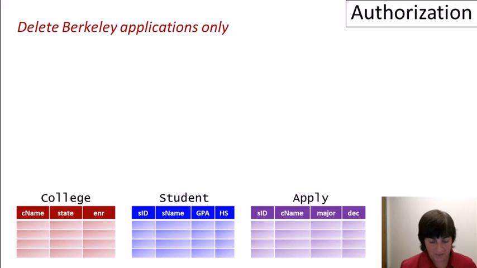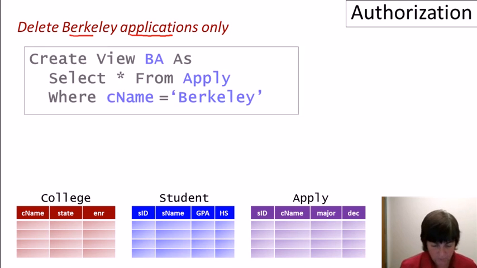Let's take a look at a second example that involves views. Let's suppose that we want to authorize a user to delete applications, but only applications that are to Berkeley. So again, we'll set up a view. This one's a little simpler.